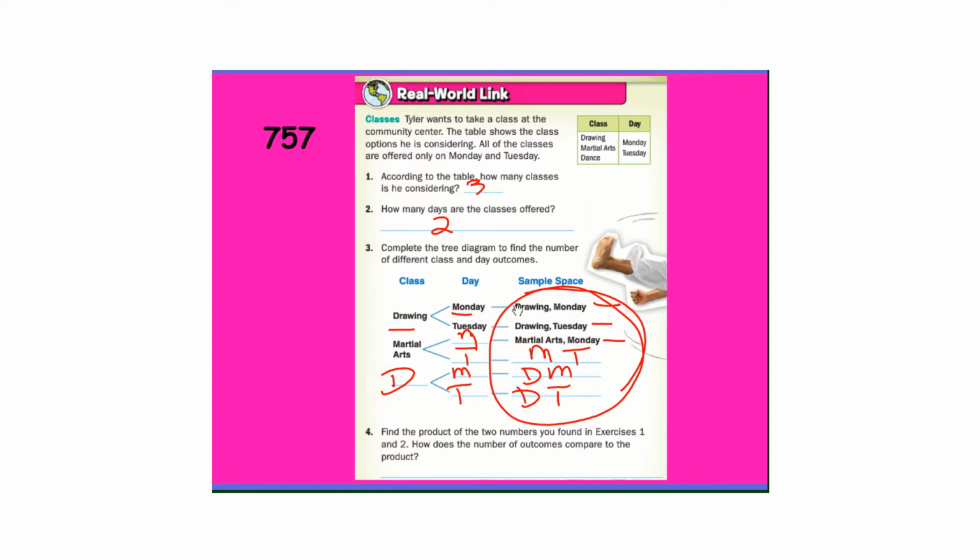So number 4, find the product of the 2 numbers that you found for exercise 1. What's 3 times 2? 6. So that means there's 6 outcomes in my sample space. 1, 2, 3, 4, 5, 6. Easy way to figure out how many numbers you should have in your sample space, how many outcomes there are.